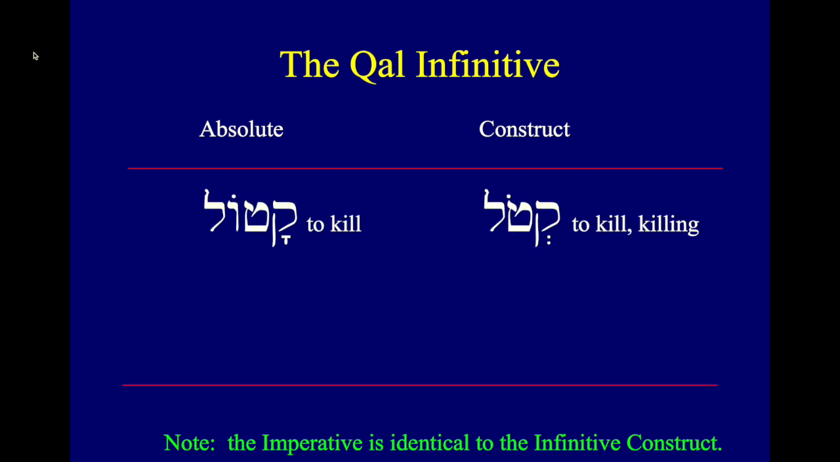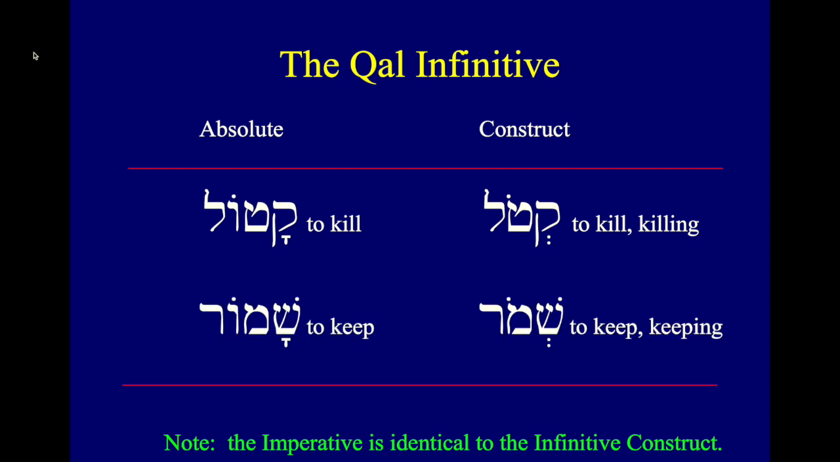We're going to use our paradigmatic root, katal, the one that we usually use for these things, but we can also show you shamar, another root that we often use, so that we don't have to keep talking about killing all the time, sorry. But you can see the construct state is actually the one that is built directly on the imperative form.